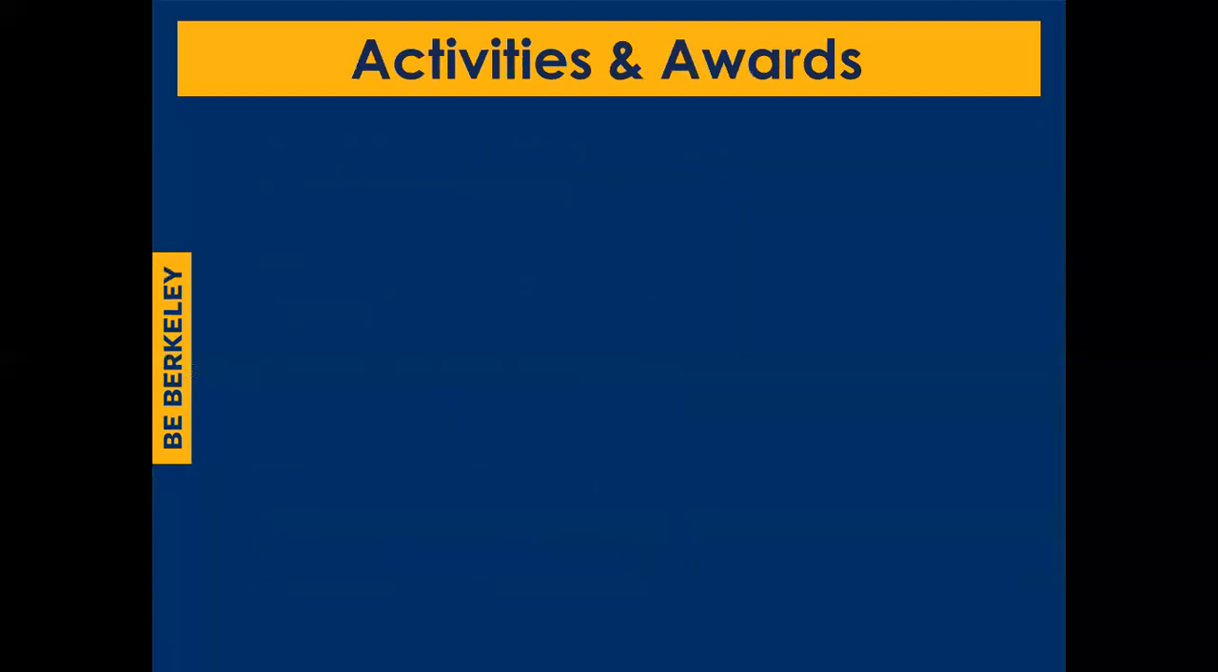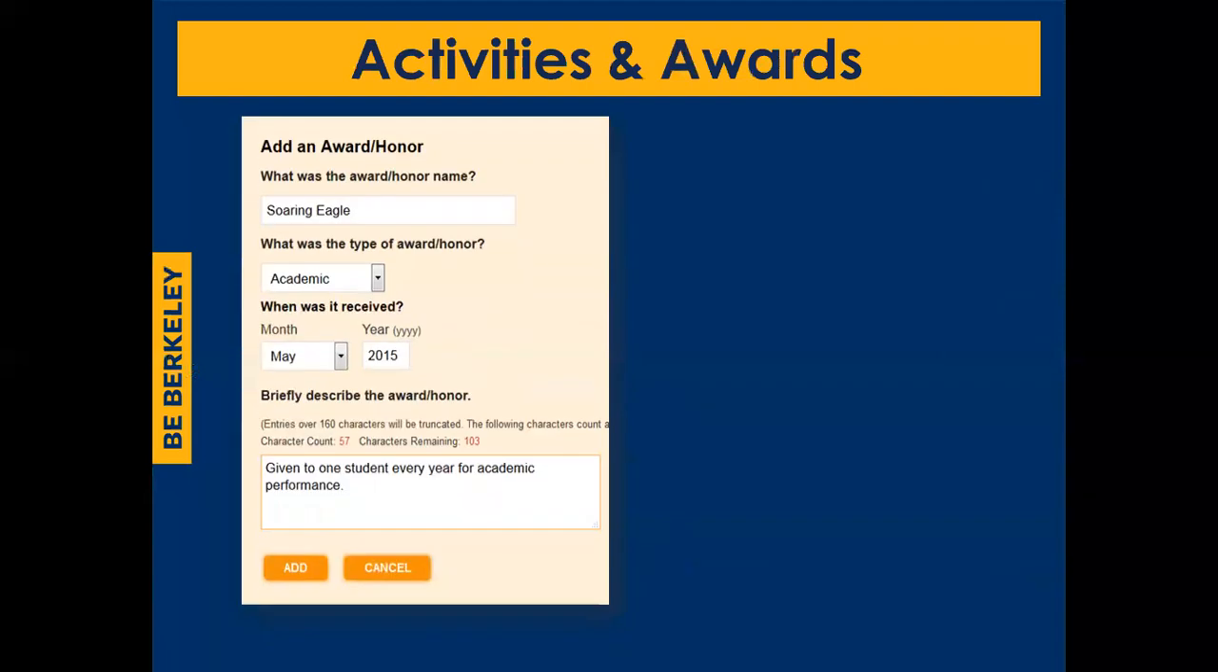So think outside of the box and think of non-traditional activities that you might consider to include in these activities and awards. So let's give you a quick example of a neutral response versus a response that has a little bit more added value. So here we see a student that received the Soaring Eagle Award. It was an academic award in May 2015, and we see that the student says that it was given to one student every year for academic performance.